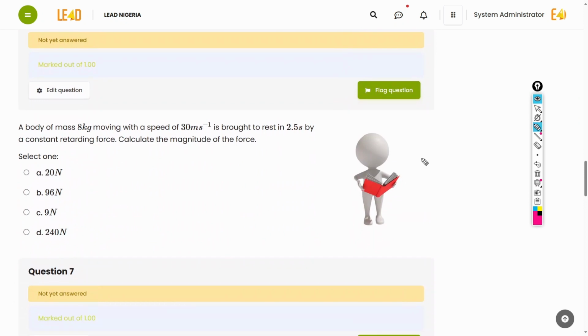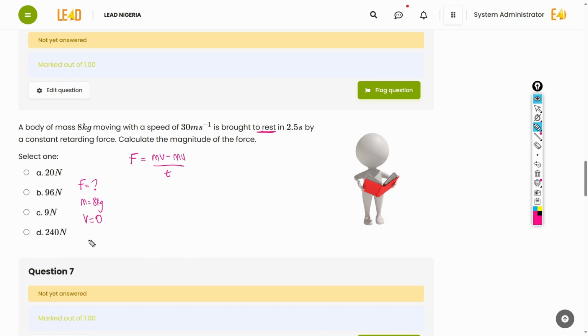A body of mass 8 kg moving with a speed of 30 meters per second is brought to rest in 2.5 seconds by a constant retarding force. Calculate the magnitude of this force. All right, so we're going to use the formula F is equal to mv minus mu over t. F is unknown. My mass is 8 kg. My final velocity is 0 because it was brought to a rest, right?